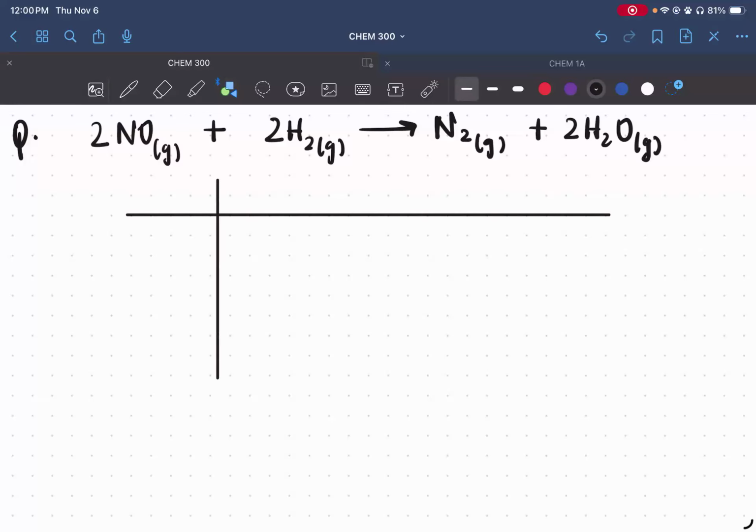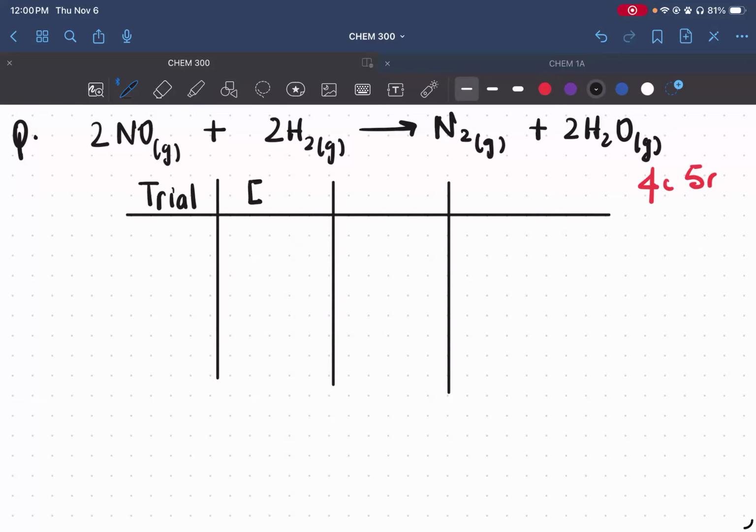And I'm going to draw a table with 4 columns and 5 rows. I'll write that out so you can see. 4 columns, 5 rows. In this case, we want them all to be gases, so just assume that it's at a boiling point temperature. And we have rates.